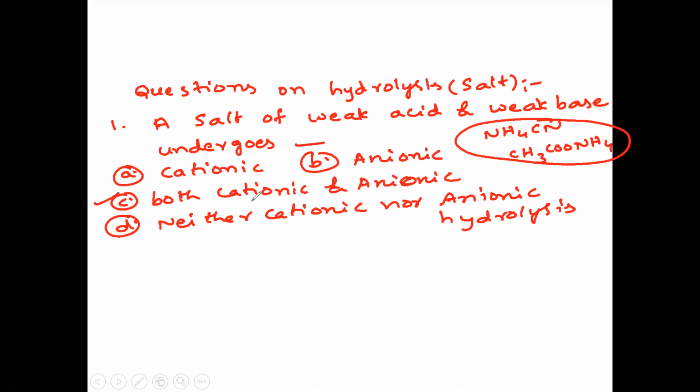So if you identify the salt, it will be easy. Sometimes they give salts directly without the formula, so we have to identify whether it is weak acid and weak base. Here I have clearly mentioned in the question a salt of weak acid and weak base. But in the examination, they'll give salts directly, like: a salt of ammonium cyanide undergoes cationic hydrolysis, anionic hydrolysis, both cationic and anionic, or neither. So questions like these are important. Please note it down. Next, question number 2. I hope you have copied this. If you haven't, just copy it in the classwork.